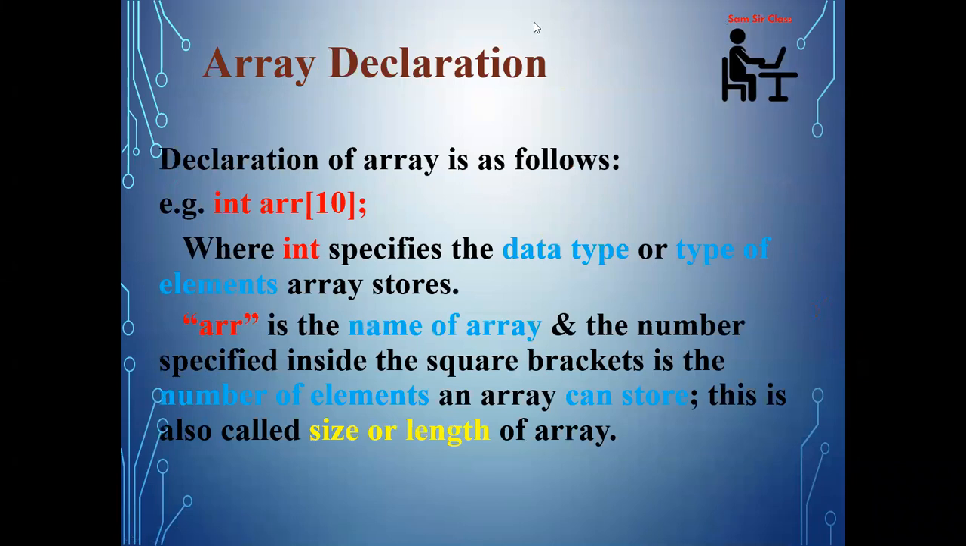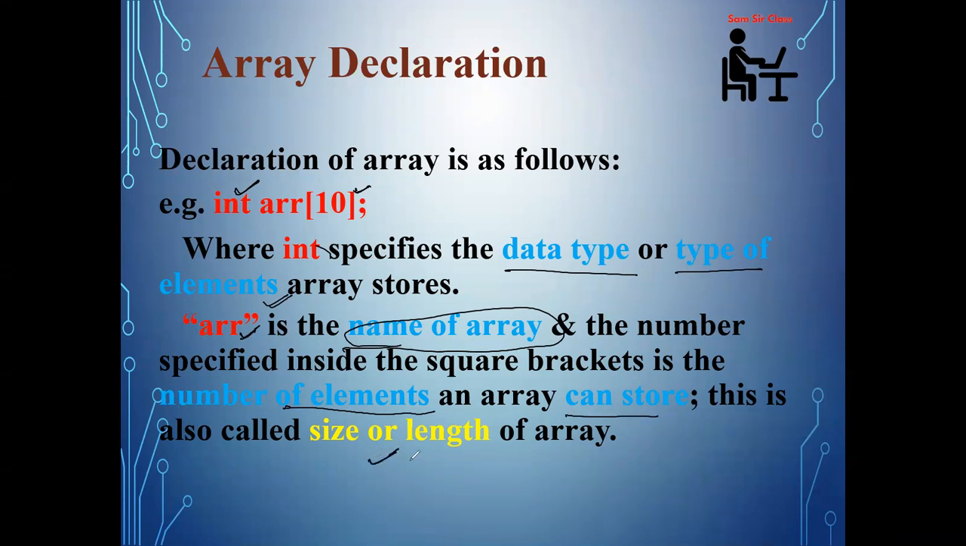Now this is how you will declare the array. How to declare one array? You have to specify the data type, the type of elements you want to store in the array. Here ARR is the name of the array, a very important point, the name of the array or the variable name. Inside the square brackets you specify how many elements you want to store in the array, or how many elements you can store. That is also known as the size or length of the array. So maximum 10 values I can store in a single array ARR of integer type.